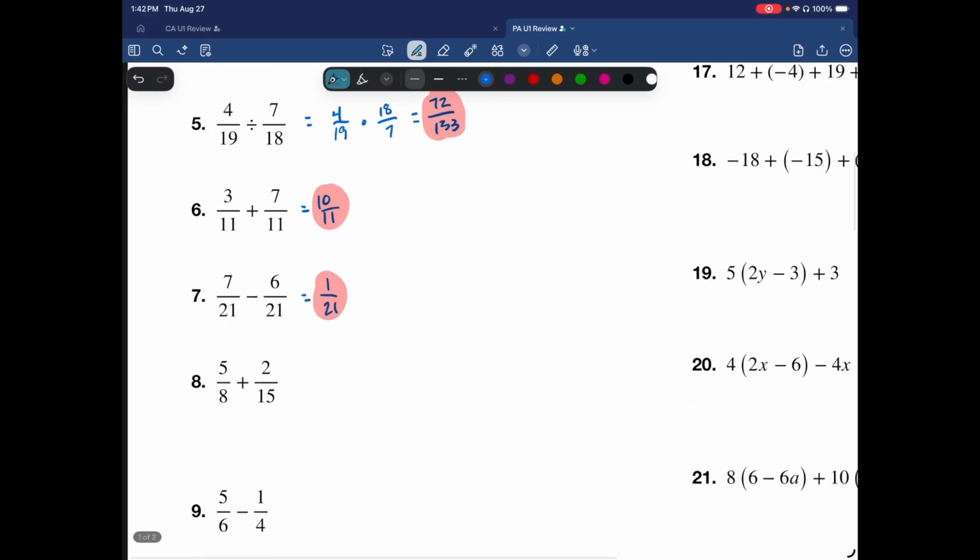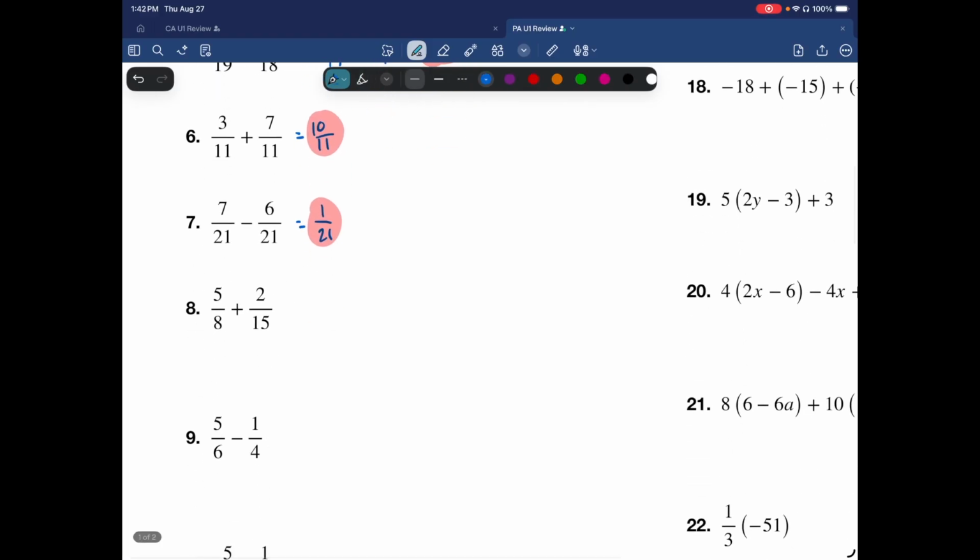All right. On number 8, I don't have common denominators, so I need to get common denominators. All right, so the multiples of 8 go 8, 16, 24, 32, so on and so forth. And we're going to have to essentially multiply these two together. 8 times 15 is going to give me 120. All right, and so that's essentially what I'm going to have to do.